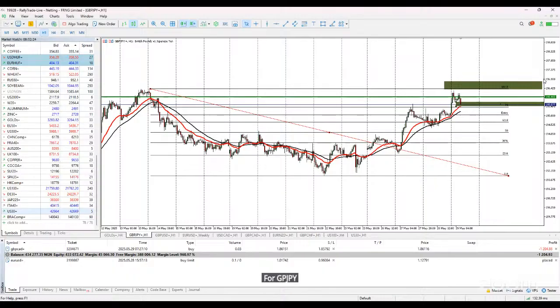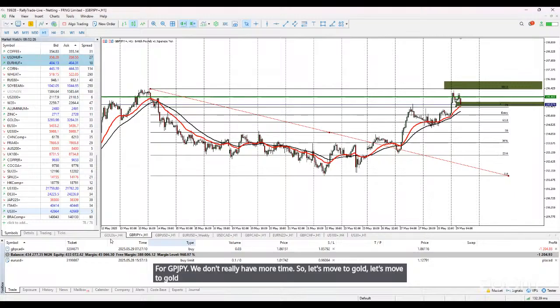We don't really have more time. So let's move to gold very fast.